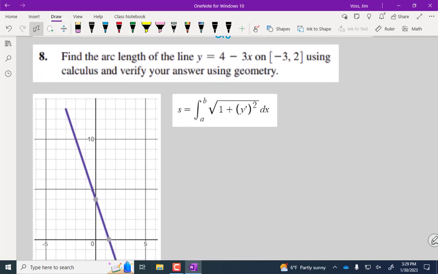So we look at our line here. There's the function. We have to find its derivative. So what is y prime? Negative 3. So we're taking the derivative of the function that generates the curve that we're trying to find the length of. And then we have to plug it in here. So s will be the integral from, they tell us the interval. X is coming from the interval negative 3 to 2. So those are our limits of integration. Those are the x limits of integration.